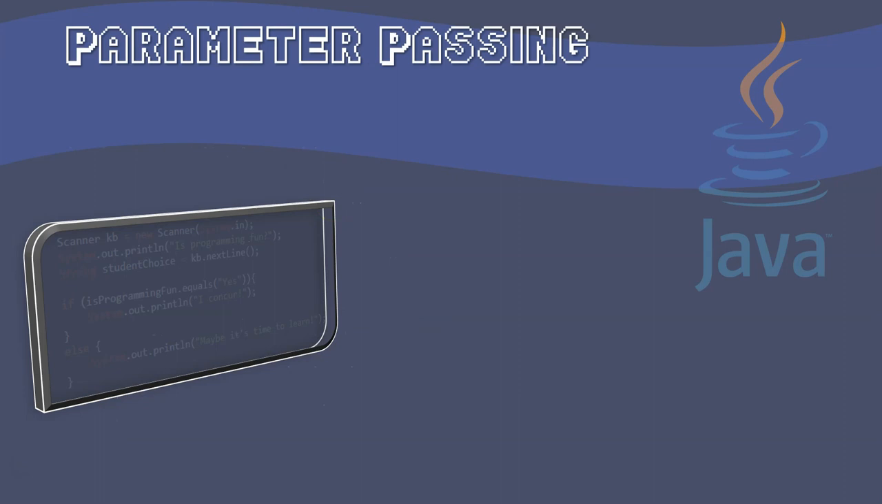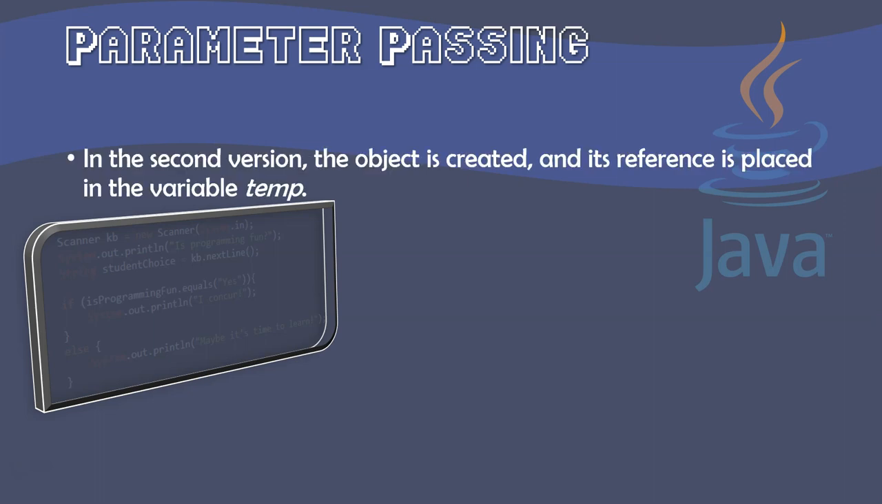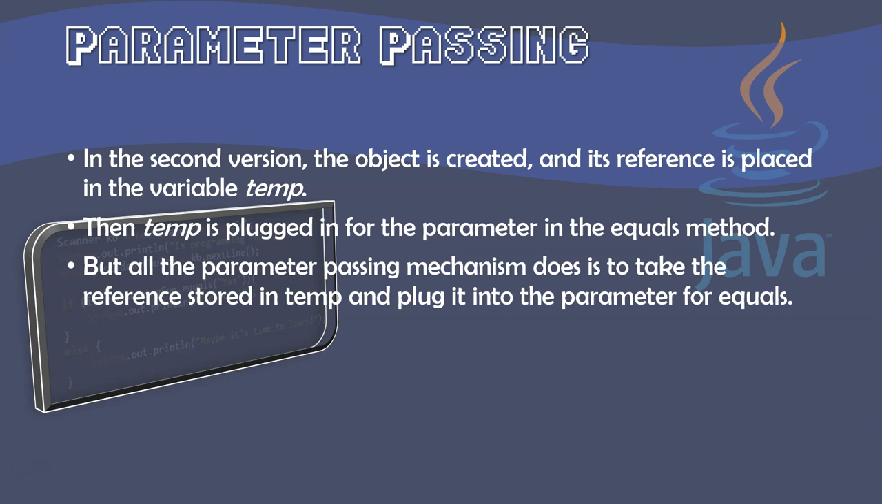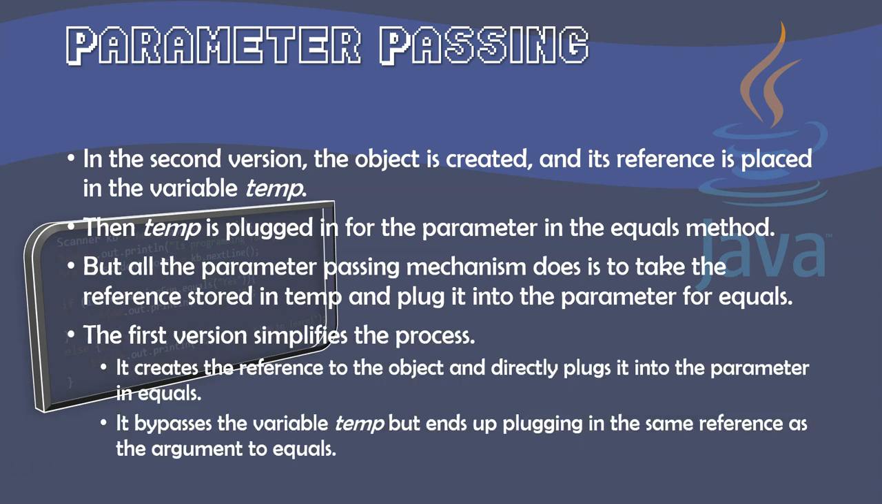So this gets us to looking at how we are using those parameters for that kind of comparison. In the second version, which had our temp variable, we create an object, and then that object, once it's created, is passed into the variable temp. Temp is then plugged in for the parameter within the equals method. All the parameter passing mechanism does is take the reference stored in temp and plug it into the parameter for equals. The first version simplified things a little bit. It created the reference to the object and directly plugs into the parameter in equals. It bypasses the variable temp, but ends up plugging in the same reference as the argument to equals.